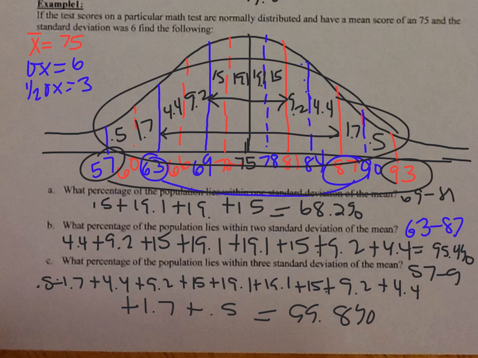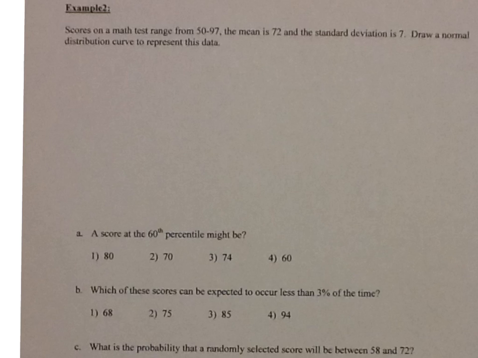Okay, so flip it over, we'll take a look on the back. It says the scores on the math test range from 50 to 97. The mean is 72 and the standard deviation is 7. Draw a normal distribution curve to represent this data. Okay, so I have a mean of 72 and a standard deviation of 7. Half a standard deviation would be 3.5.